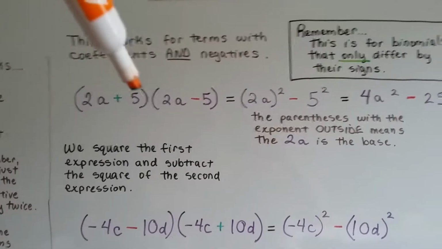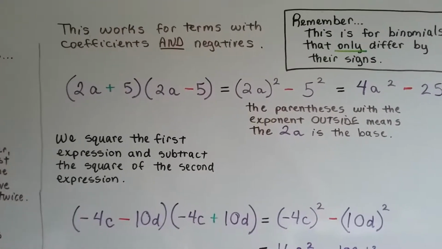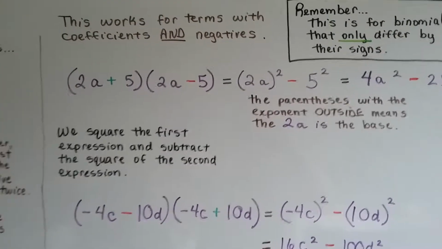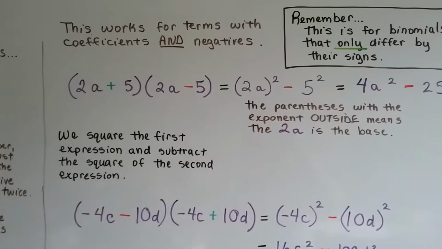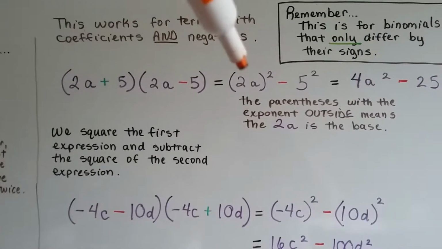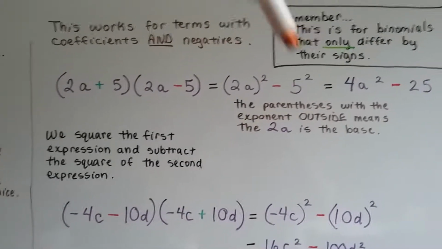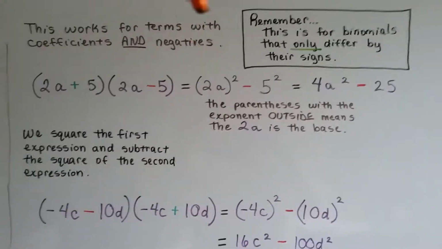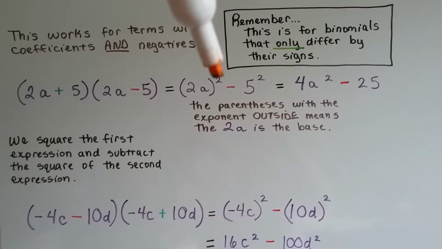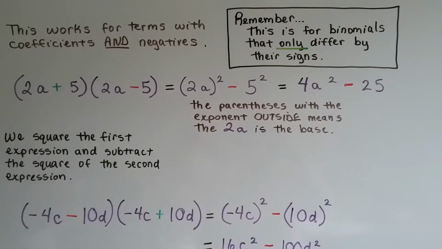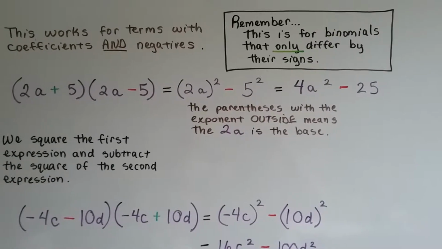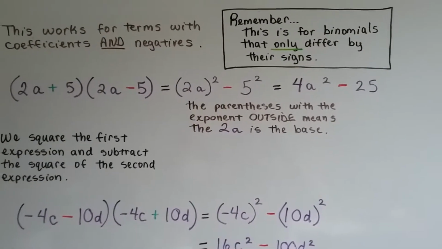So we have 2a plus 5 and 2a minus 5. So we know it's going to work with these because these are the same except for just the signs, right? So what we're going to do is we're going to square the 2a. So we have (2a) squared. And then we're going to put a minus sign and the 5 squared. See? So remember, the parentheses with the exponent on the outside means the 2a is the base. So that means the 2 is squared and the a is squared. Okay? So make sure that you put it on the outside.